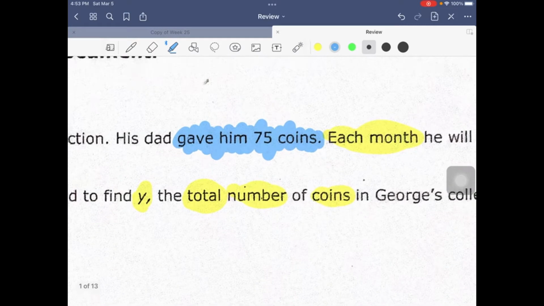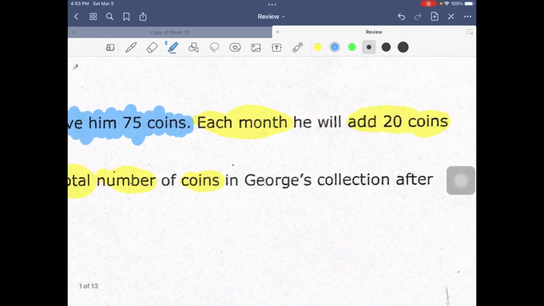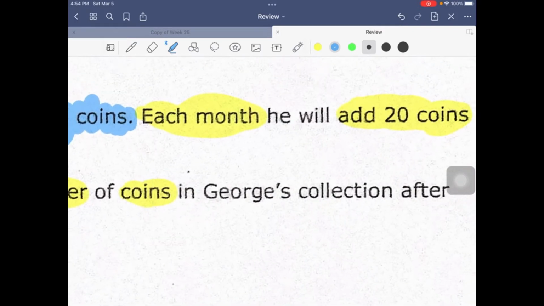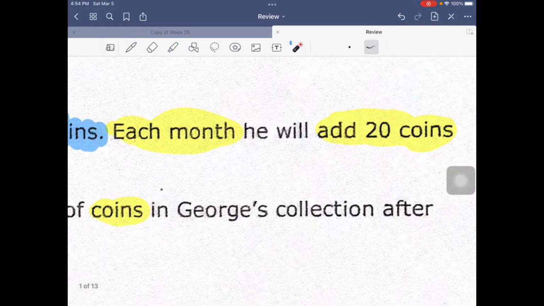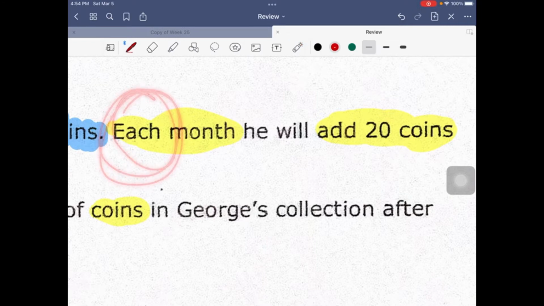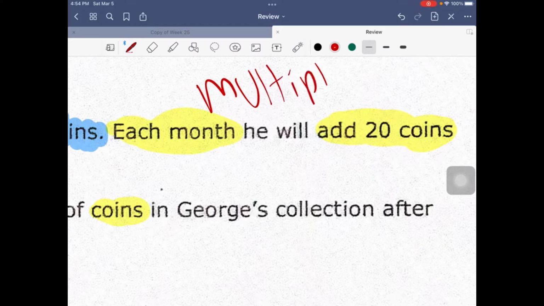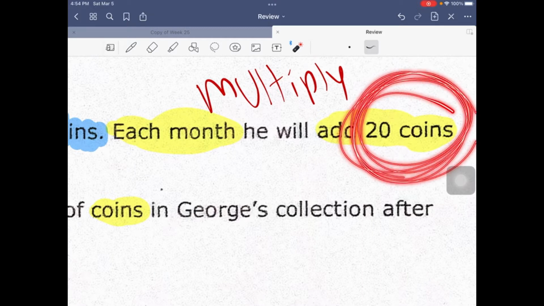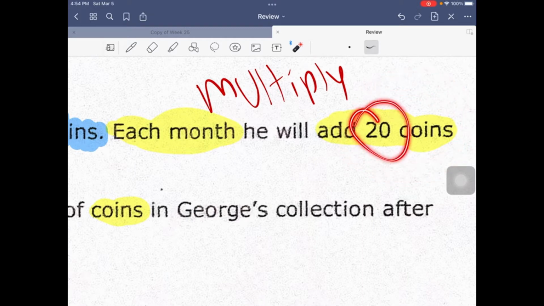His dad gave him 75 coins. Each month, he will add 20 coins. Ahora, what's the key word that lets me know what we're going to do? Each. Correct. What are we going to do with each? Multiply. What are we multiplying by? 20. Exactamente. In 1 month is 20 coins. How much is 2 months? 40. How much is 3 months? 60. 4 months? 80.